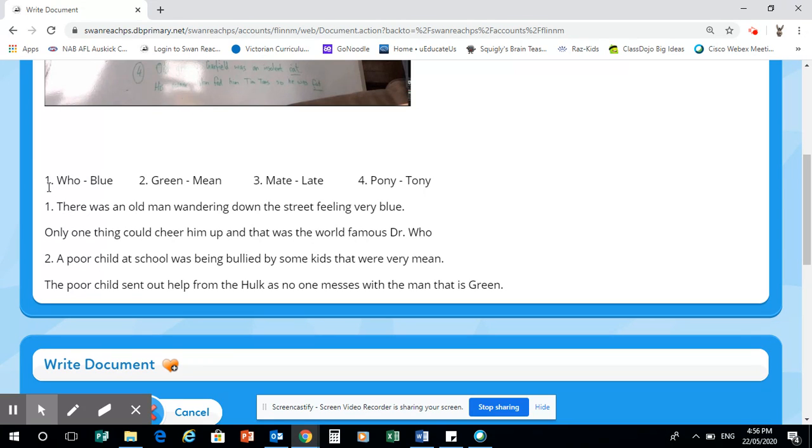Now, for my first rhyming couplet, I've got who and the blue. So there was an old man wandering down the street feeling very blue. So once again, I've got the blue there. Only one thing could cheer him up. That was the world-famous Doctor Who.